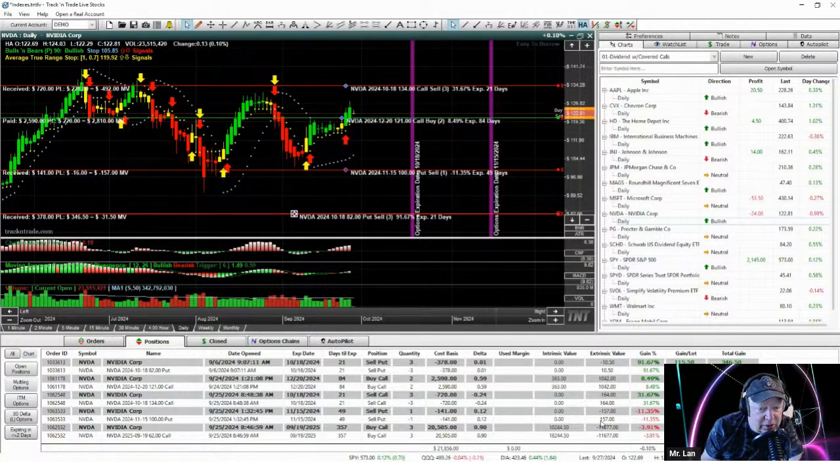This is a NVIDIA that we sold a put on, $16. That one's not paying off yet. Oh, that's this one right here. It will. I'm not too worried about it. 49 days will make $141.